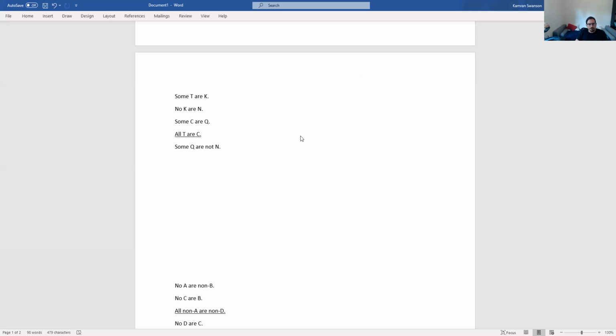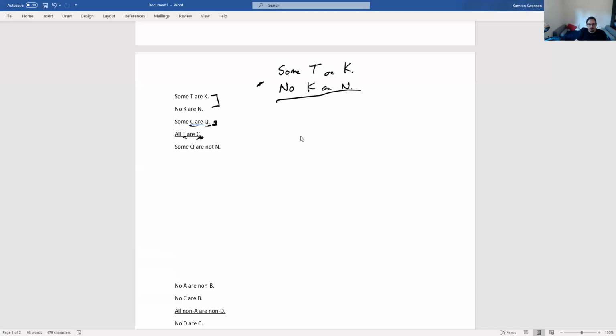Let's move through this. So we're going to start off with these 2 statements. Some T are K. And no K are N. We notice down here we see a C and a Q, a T and a C. So these are not related at all to anything we have up here. That's kind of interesting and fun. Here we see the T and the C. So the T must be coming out of here somewhere, and the C is coming out of here somewhere.